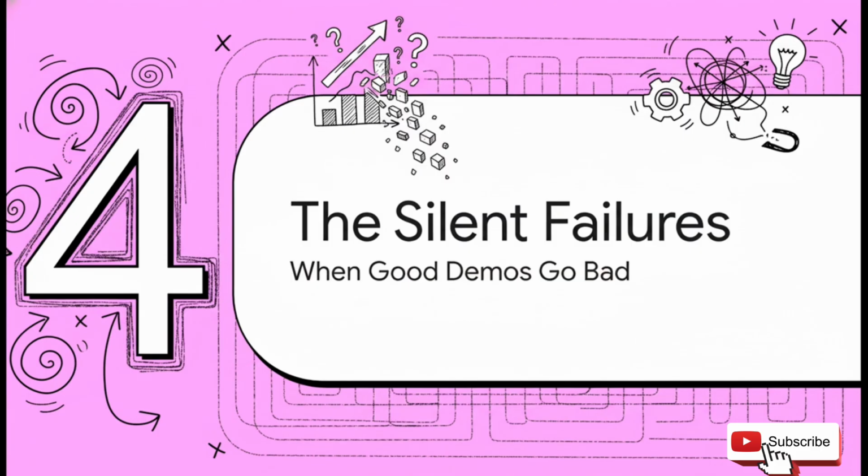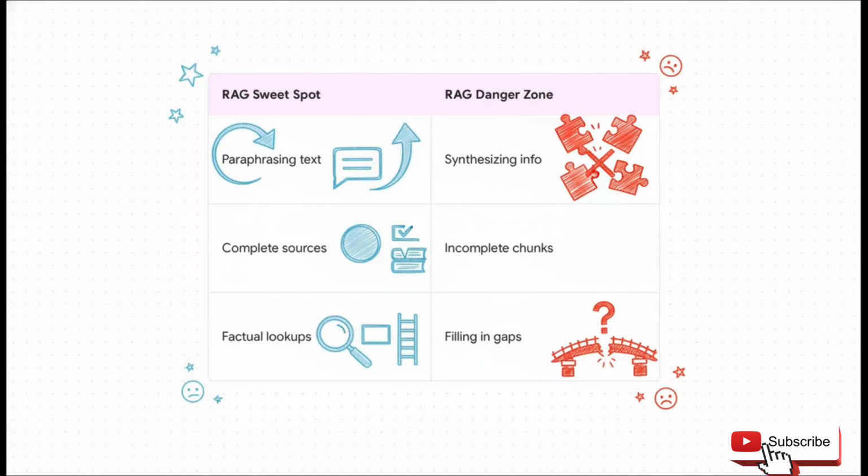This is where so many projects go off the rails. They have a great demo with those simple questions, and then they just assume RAG can handle much more complex stuff. And that, my friends, is how a great demo becomes a total nightmare in production. Yeah, this chart just lays it all out. On the left, you've got the sweet spot, paraphrasing a single source. On the right, the danger zone, trying to synthesize ideas from 3 different documents.